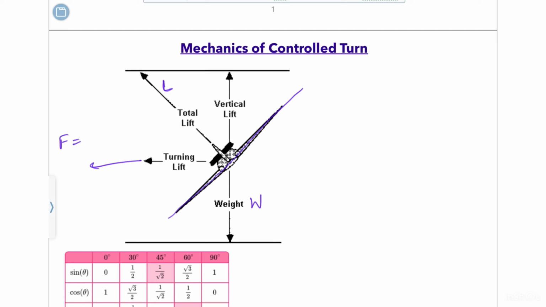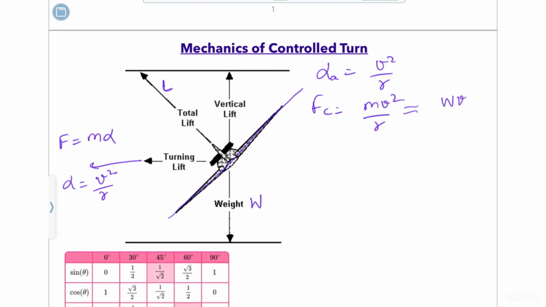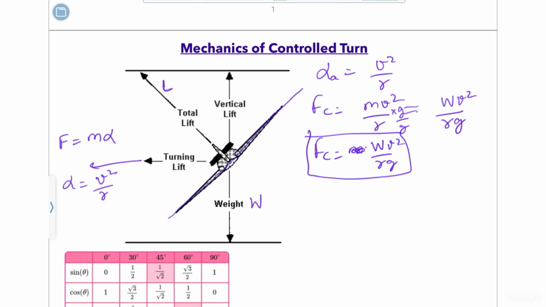So force we know is equal to m into centripetal acceleration, and centripetal acceleration is v square by r. So we'll write centripetal acceleration is v square by r, and centripetal force will be equal to mv square by r, which can also be written as Wv square by rg by multiplying g at the top and at the bottom. So this is the centripetal force, which is Wv square by rg. I hope this much is clear, correct?